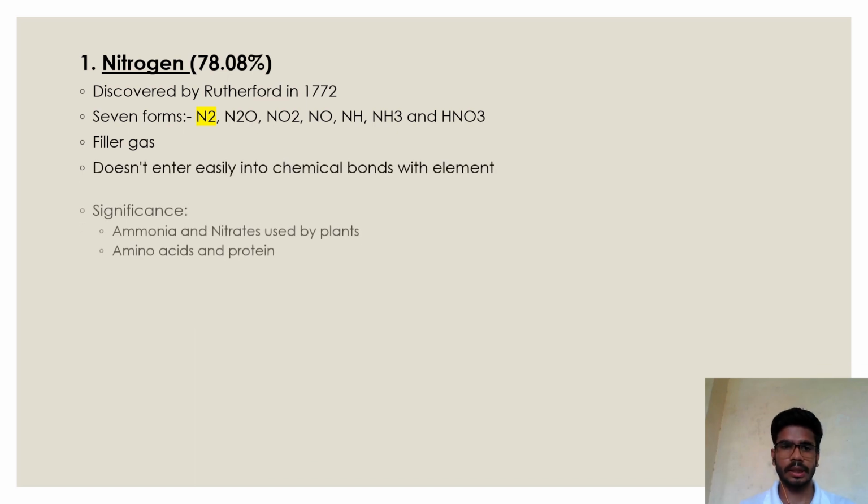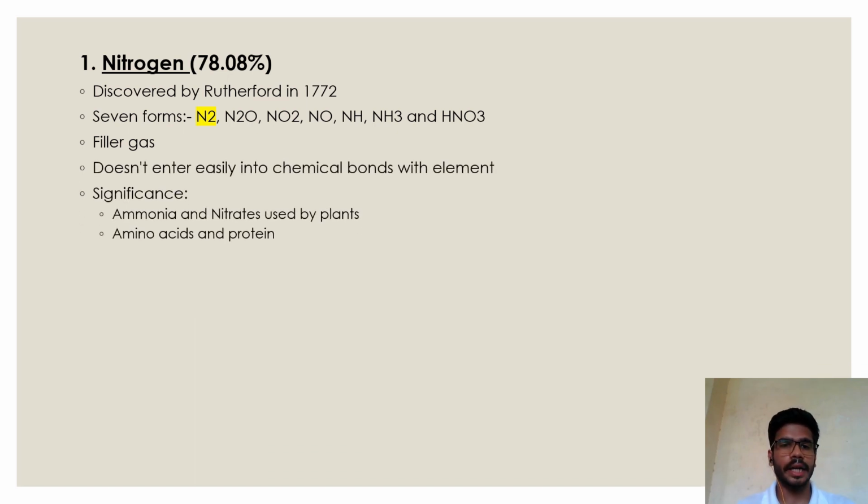Now, what is the significance? So nitrogen, NH3, and nitrates are useful to plants, and also nitrogen is an important component of amino acids. So amino acids are those acids which make up protein. So it is because of nitrogen that proteins can act functionally. So this is the significance of nitrogen.